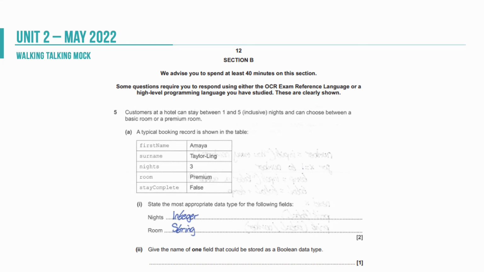It definitely shouldn't be. Give the name of the one field that can be stored as a Boolean. Remember that Booleans are true and false values. So answers that can only be true or false. There's only one there, stay complete, and we can see that that is set to false. So stay complete is going to be your answer for that section.